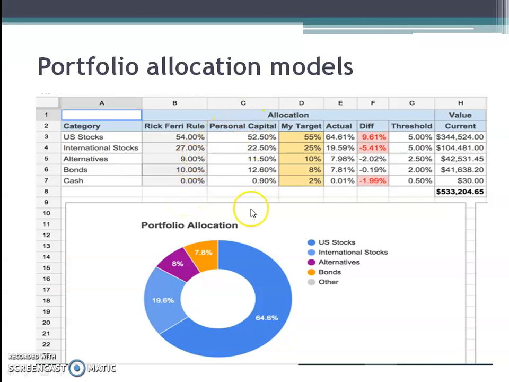Then the personal capital is mentioned over here. Then the target is, this is my target. I would like to invest 55% in US stock, 25% in international stock, alternative investments 10%, bonds 8%, and cash 2%. In this way, I would like to make my investment. Actual is this one, my current position. Then I need to put in the difference between the target and the actual, and the model itself will calculate the value of your current position.